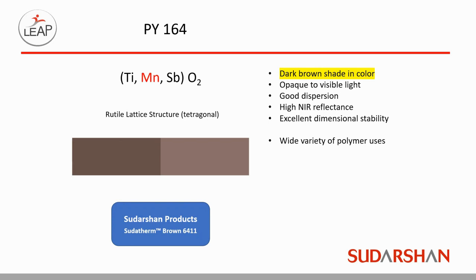Pigment yellow 164, even though the color index says yellow, is more of a brown, as you can tell. And that brown color comes from the manganese in that same rutile lattice structure that we saw in the 2 other colors there. Again, we have our product 6411 that is our pigment yellow 164 in this space.